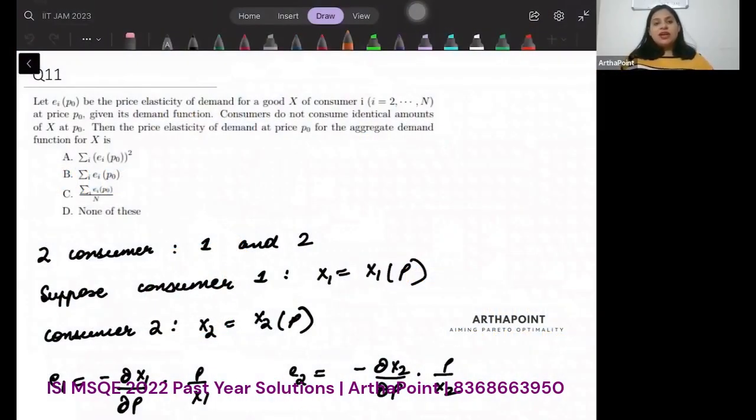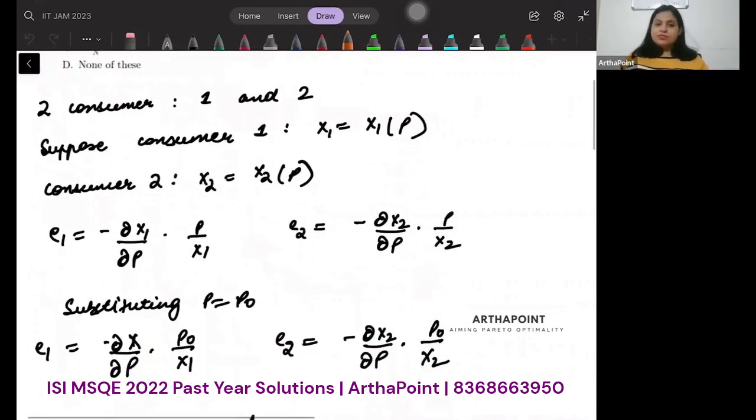Let E_i(P naught) be the elasticity of the demand for good X at price P naught given its demand function. If consumers do not consume identical amounts of X at P naught, then the price elasticity of demand at price P naught is going to be... So very simple. Just think about this.